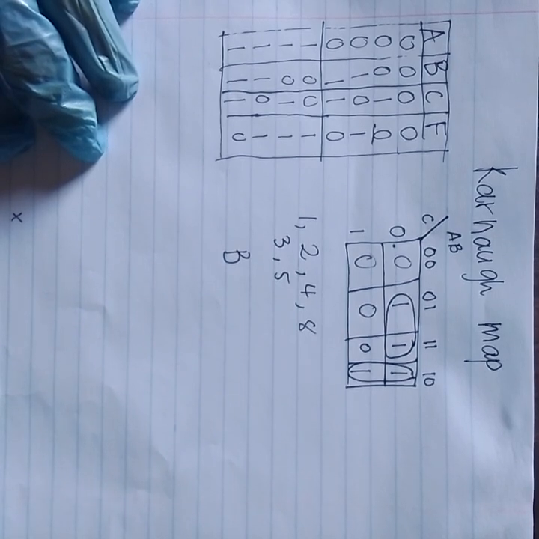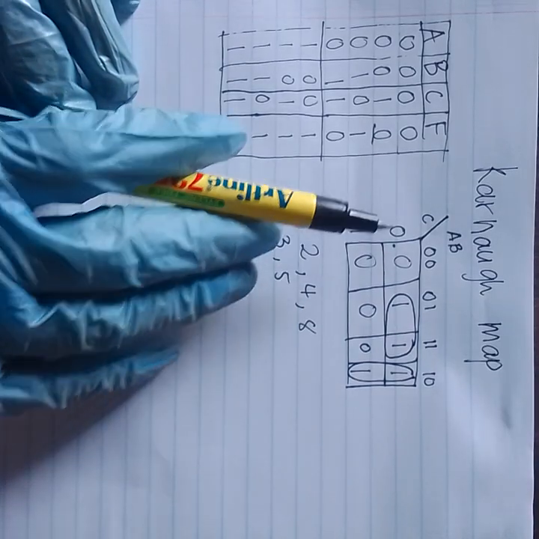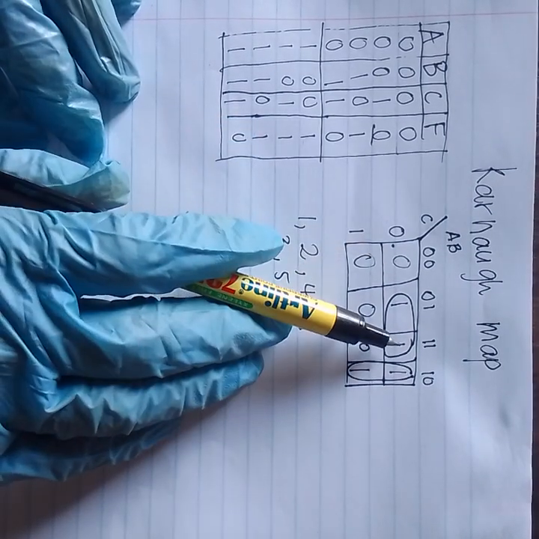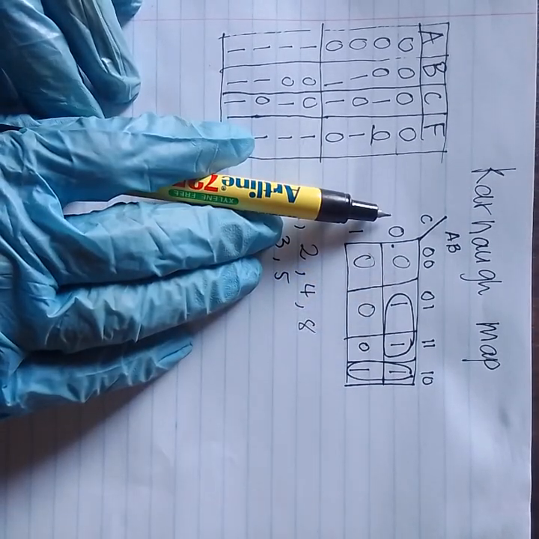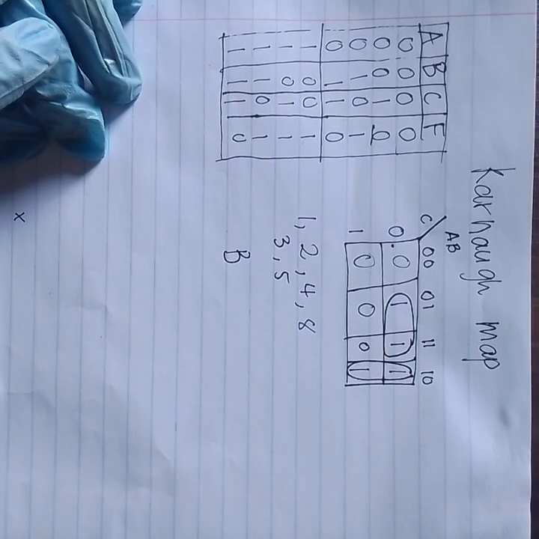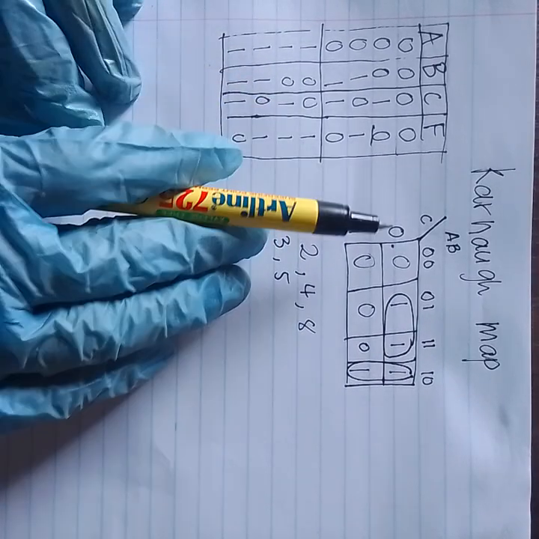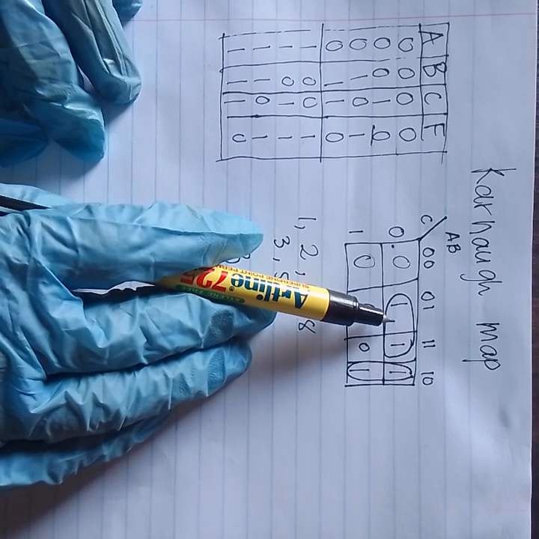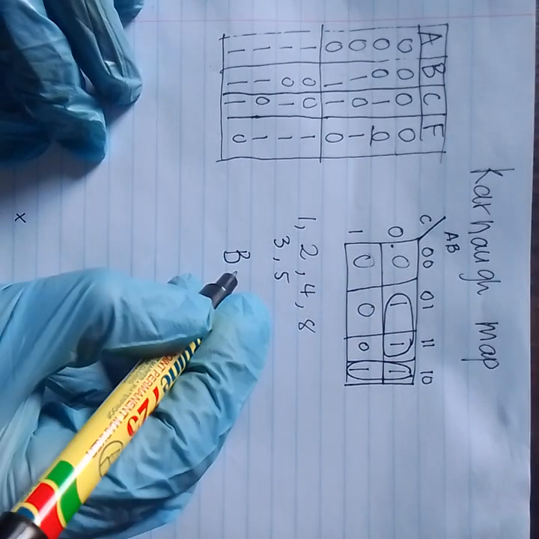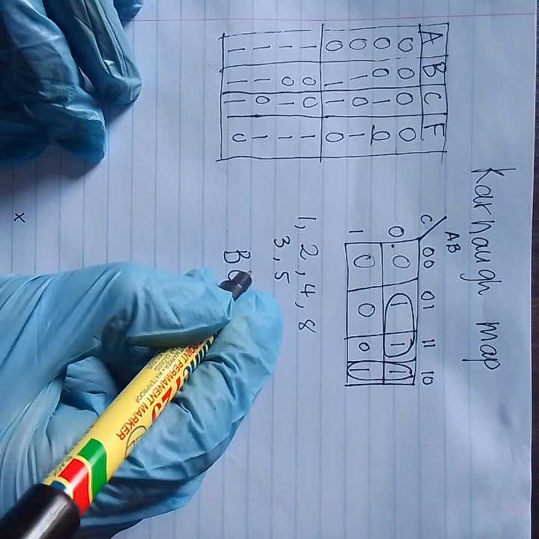Also, this horizontal group corresponds to the C value of 0. But because C is 0 and the output is 1, we're gonna write not C. We're gonna multiply by not C.